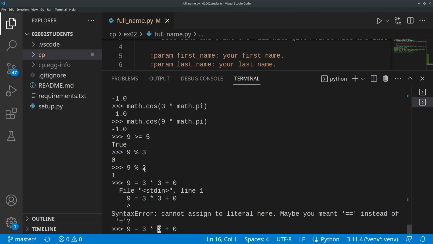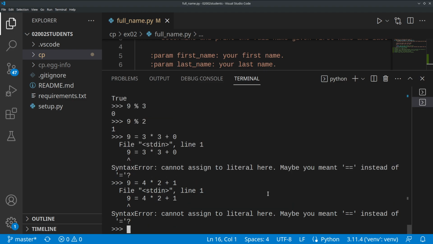Okay, so let's try to do modulo 2. In that case, I would need to do something like this. And then Python internally figures out that the 9 can be represented like this. And since 9 can be represented as 4 times 2 plus 1, the modulus by 2 is equal to 1. Again, I get a syntax error. I don't know why I press enter. It's a little bit silly.